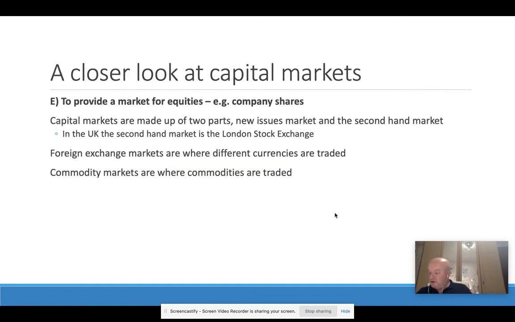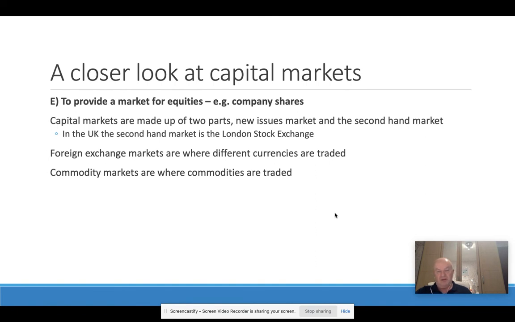Okay, so let's move on and take a look at the capital markets in a little bit more detail. We talked briefly about capital markets, but one of the key things they exist to do is to provide a market for equities, so company shares, effectively. Capital markets are basically made up of two different parts. You've got the new issues market and you've got the second-hand market.